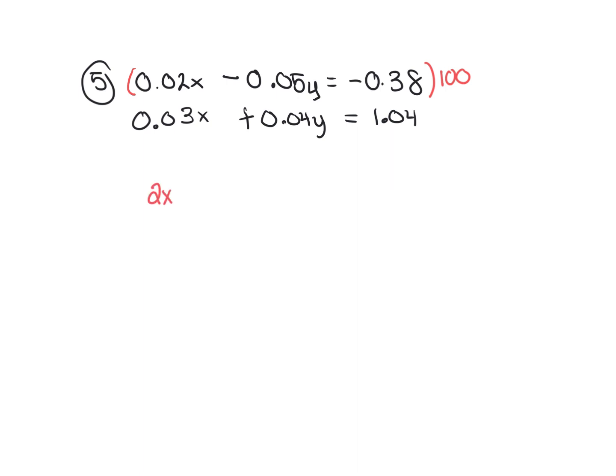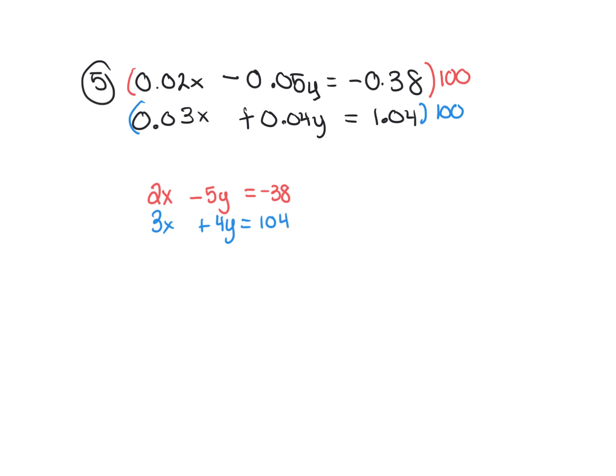Makes my top equation become 2x minus 5y equals negative 38. That 100 in essence moves the decimal place over twice on everything. The bottom equation, I'm going to multiply by 100. I'm going to get 3x plus 4y equals 104.